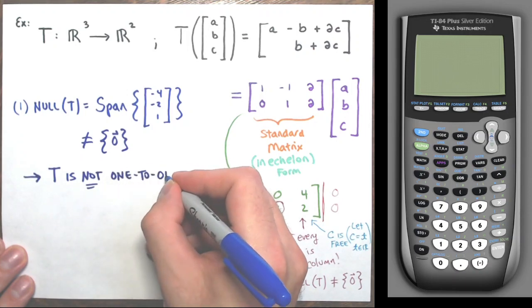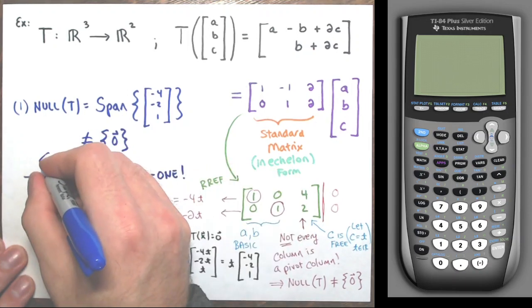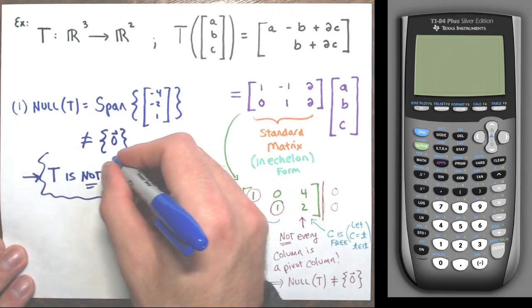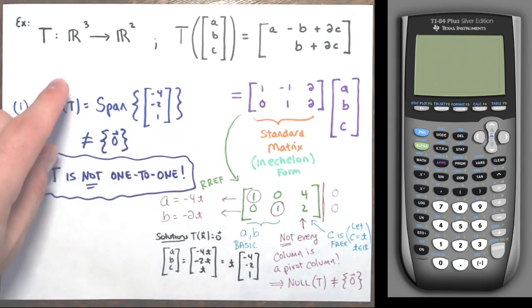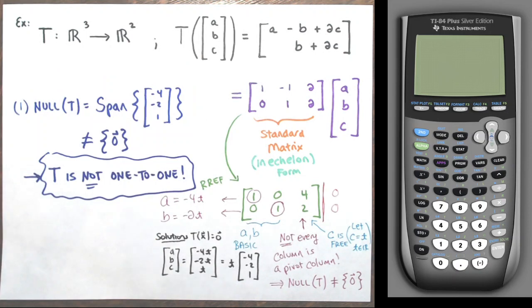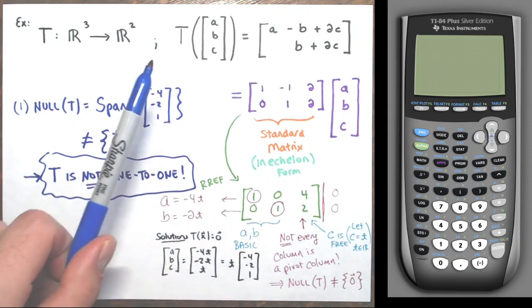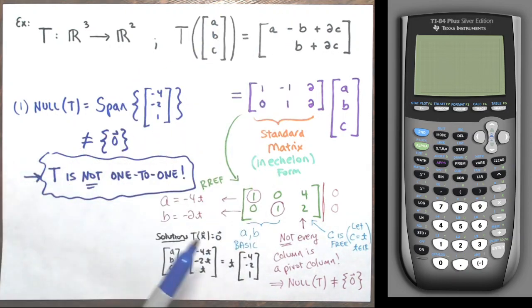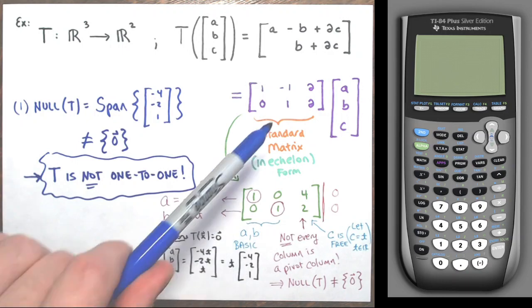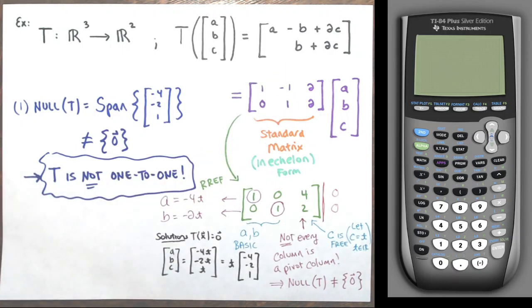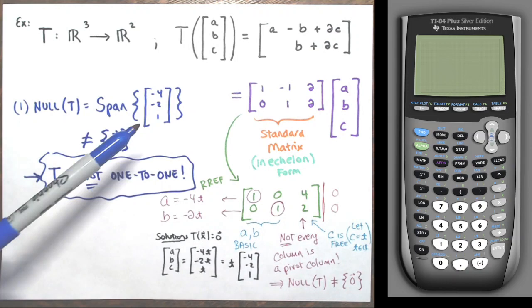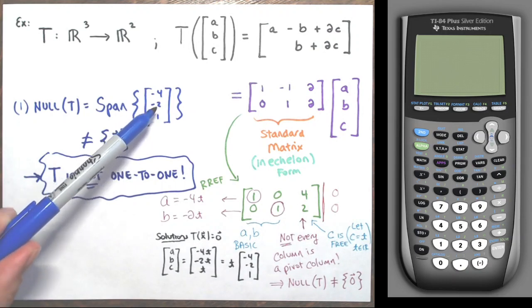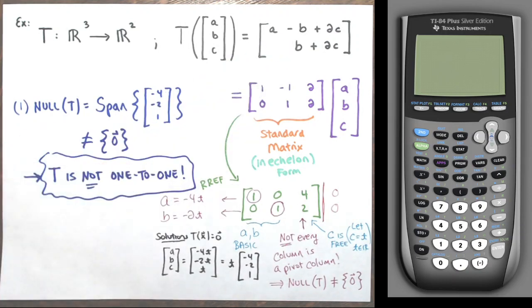Now when I say T is not 1-to-1, remember this means that you should be able to find two different vectors as inputs that go to the same output. And you see right here, 0, 0, 0 would go to the zero vector, and so would -4, -2, 1. That also goes to the zero vector. There are actually infinitely many vectors that would map to the zero vector. So it's definitely not 1-to-1.